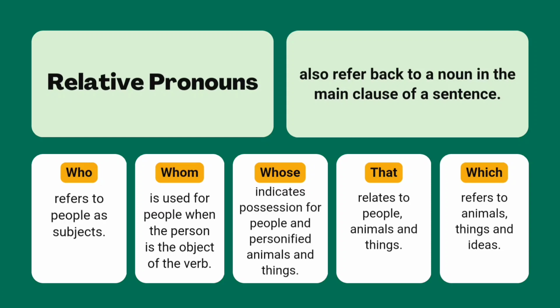Who refers to people as subjects. Whom is used for people when the person is the object of the verb. Whose indicates possession for people and animals and things. That relates to people, animals and things, which refers to animals, things and ideas.